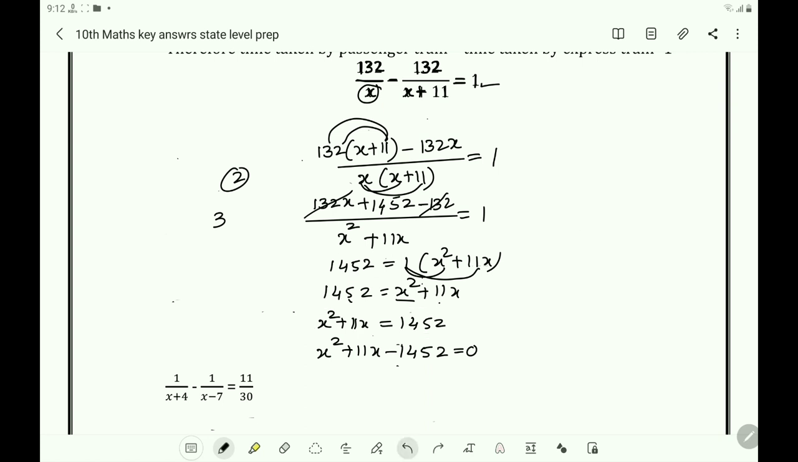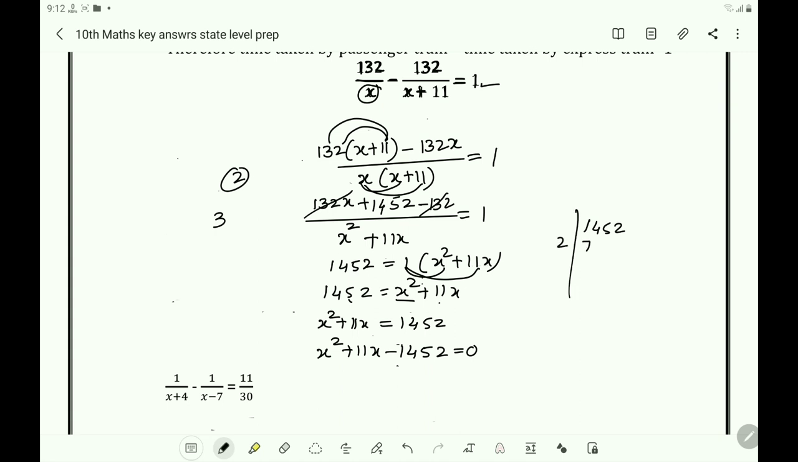Here, what we have done, we interchanged LHS and RHS, and after interchanging LHS and RHS, we will get this relation. Next, you transfer this 1452 to the LHS to get the form of ax square plus bx plus c equals 0. Now, you must solve this equation by using any method. So let us factorize it.